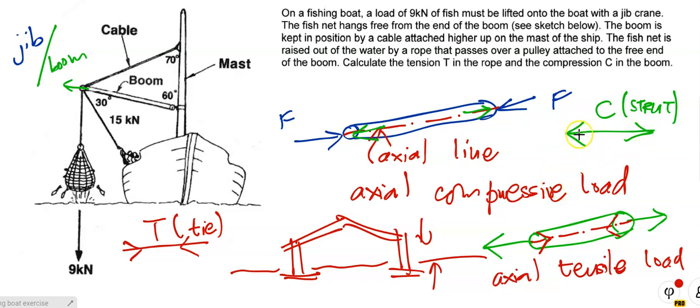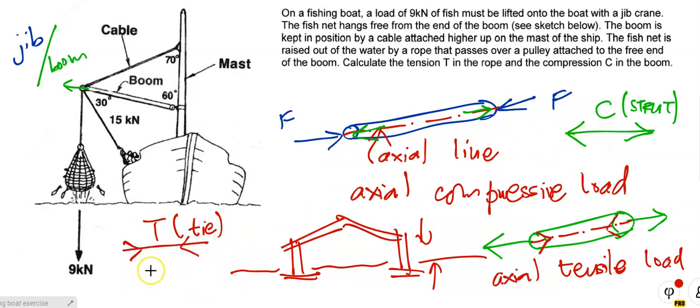Okay, the direction of the arrows there show the internal resistance inside the member as a result of the loads acting on the member from the outside. So this here is a tie. It shows forces acting inwardly because that is how it resists a stretching load. This is a strut. It shows arrows going outwards because it resists outwardly to a load trying to squeeze it together. So that's your strut and that's your tie. Have you got that? Strut, tie, compression, tension.